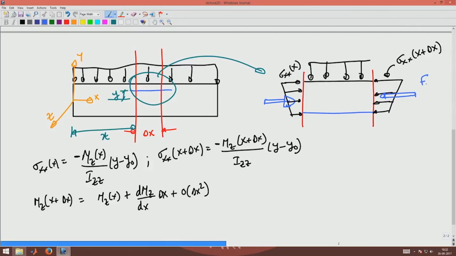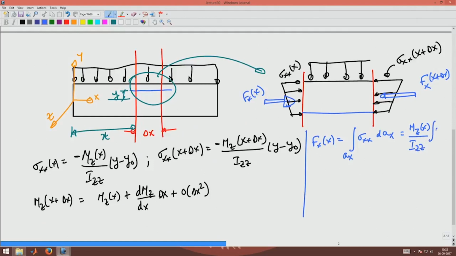Okay. Fx at x plus delta x and Fx at x due to this cut. Okay. Now, what will Fx be? Fx at x would be the integral of sigma xx dA, integrated over the area A of x. So, this is nothing but Mz at x divided by Izz, which is a constant, into the integral of y minus y naught dA.